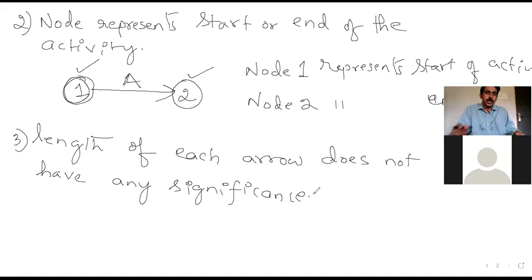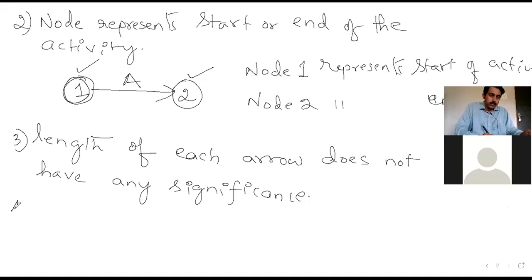Okay, so the length of the arrow doesn't mean that if the arrow is much longer, the activity will take 1 month, 2 months, or more duration. There is no relevance between the length of the arrow and the duration of the activity. Correct. An individual can consider the length as per their convenience. All right, so this is about the third rule.